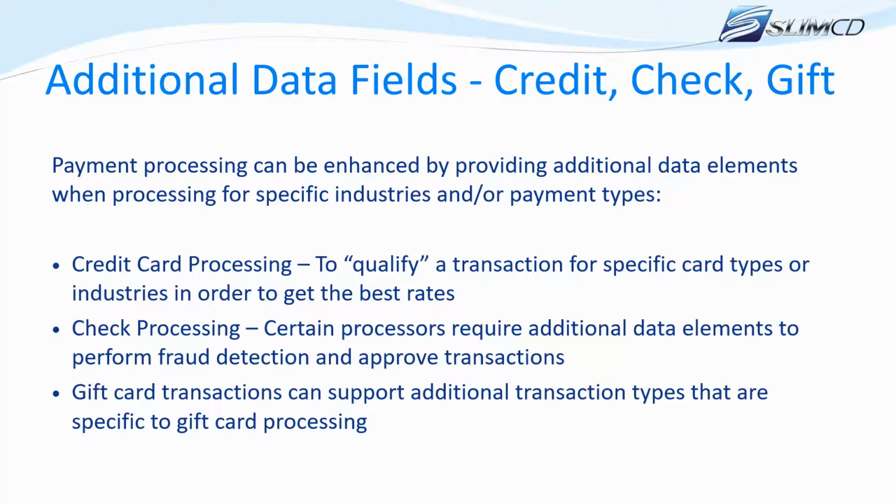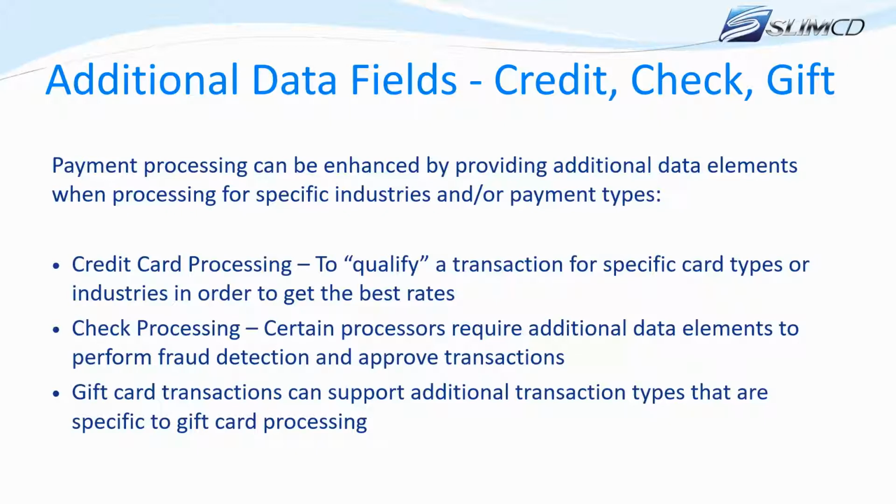Now, these additional data fields are available through a variety of the APIs that you may have already watched in some of our other videos, starting with the direct connection APIs, but they're also available through hosted payment pages, the libraries, and most, if not all, of the APIs that we make available to you. So these data fields can cover credit card processing to qualify transactions so that you get the best possible rates, or for industry specific data you might need.